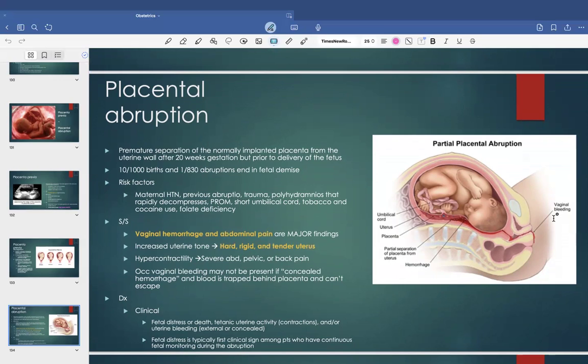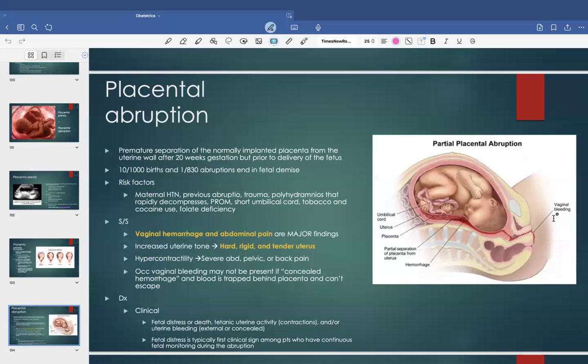and abruptions end in fetal demise in 1 out of 830. The primary cause is unknown in most cases, but it is linked to several risk factors: maternal hypertension, previous abruptio, trauma, polyhydramnios, that rapidly decompresses. And how do we test polyhydramnios? Amniotic fluid index, 5 to 25. Premature rupture of membranes, short umbilical cord, tobacco and cocaine use. Folate deficiency. Signs and symptoms, vaginal hemorrhage and abdominal pain.